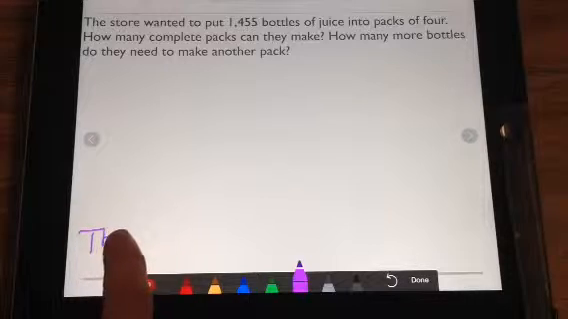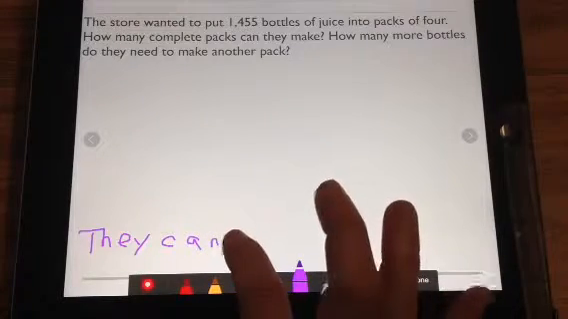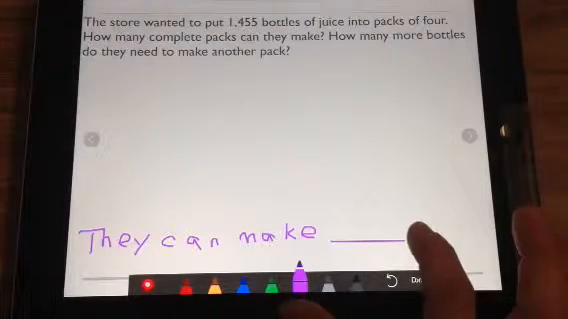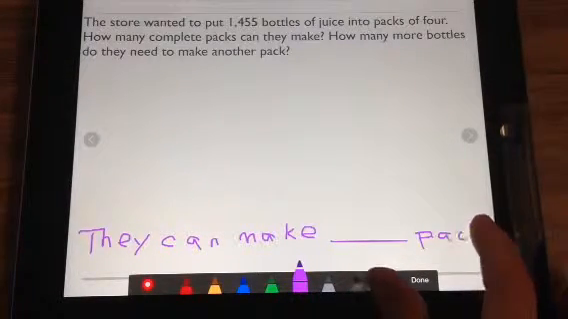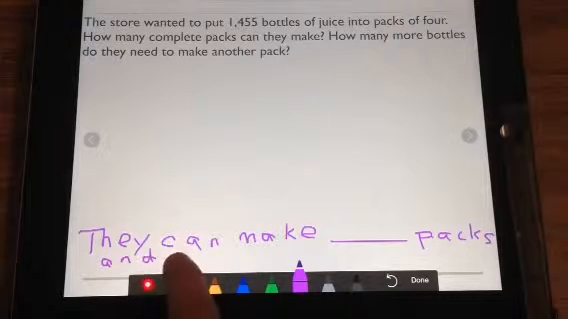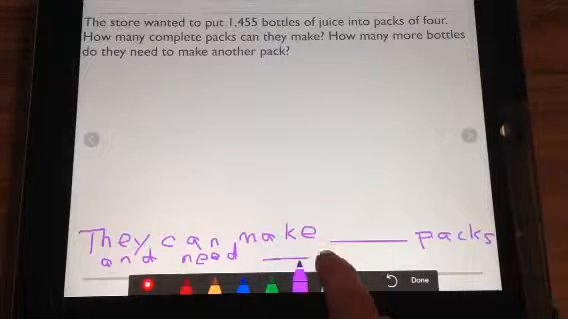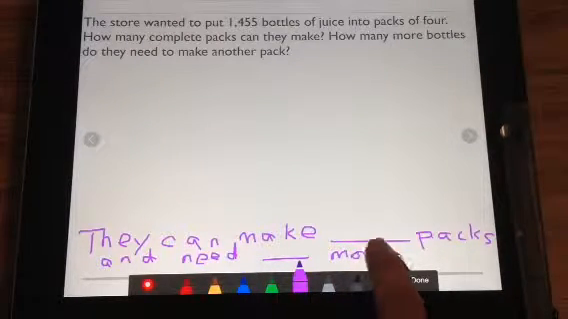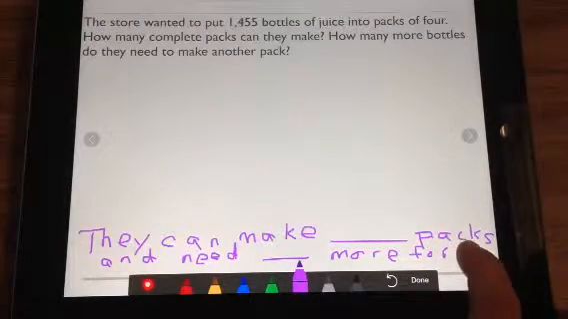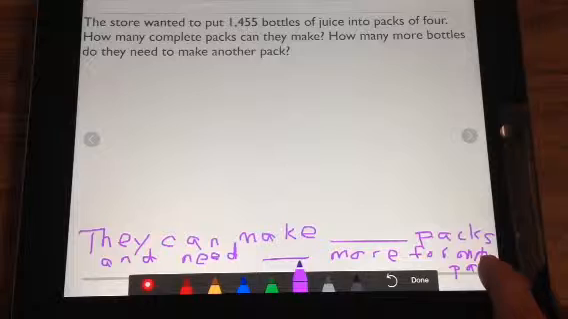They can make blank packs and need blank more for another pack. Oh boy, I got a little smush there, sorry guys.